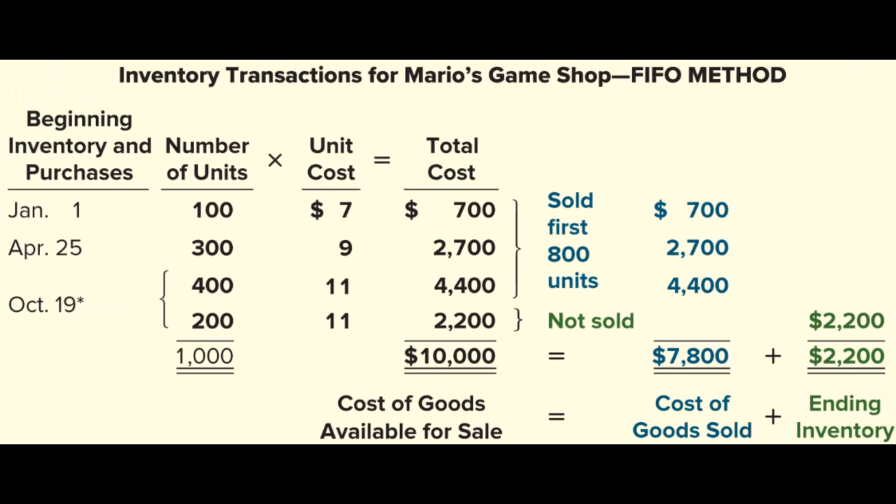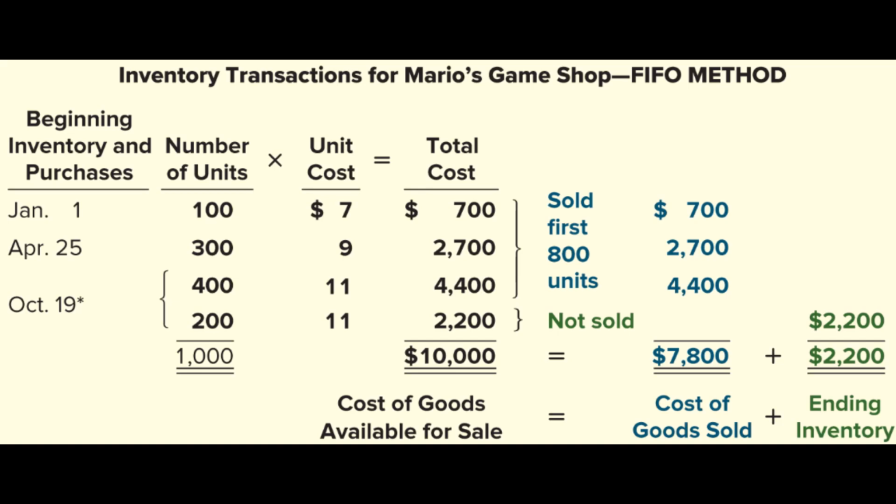This brings us to our first major assumption, FIFO, or first in, first out. With FIFO, we assume the first units we purchased are the first ones we sold. Think of milk in a grocery store. They want to sell the oldest stock first.